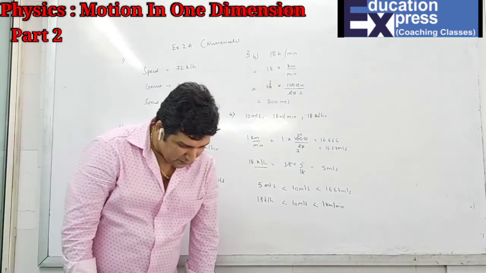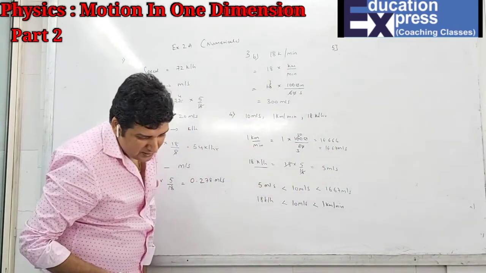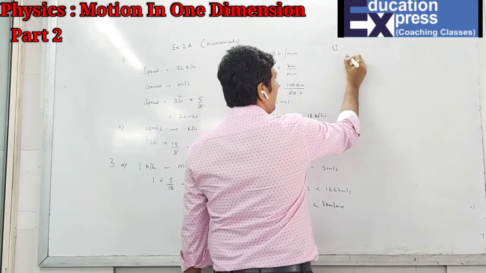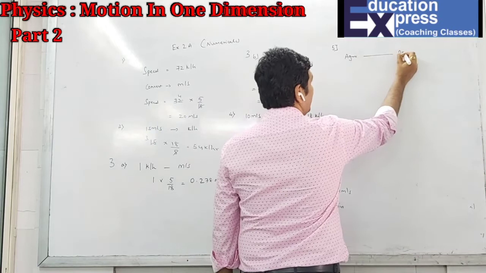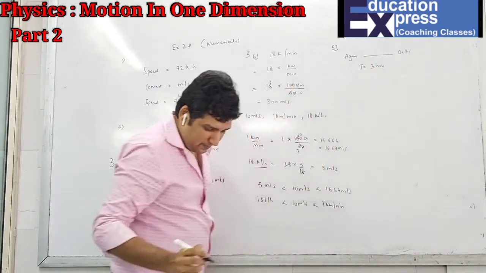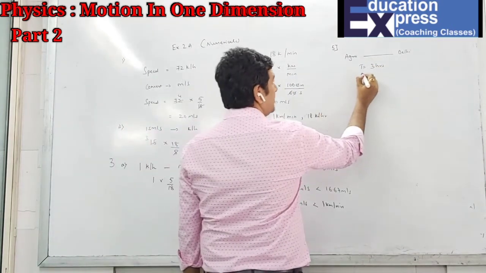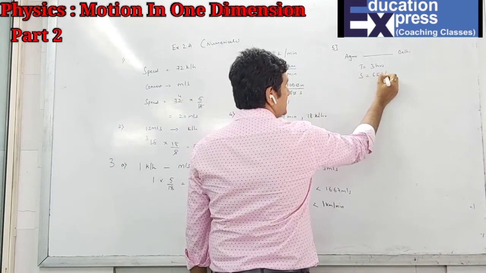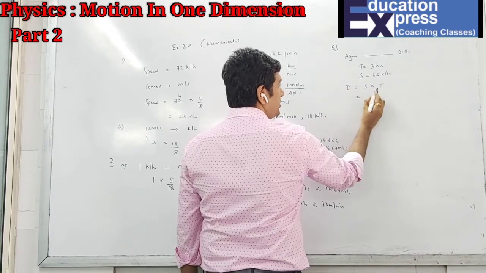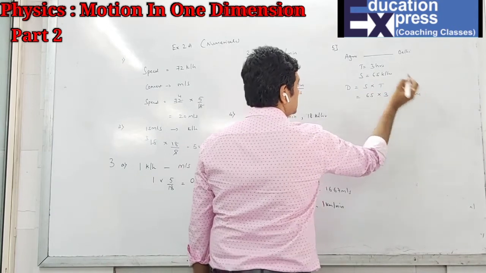Question number 4 done. Fifth, very simple. They have given us that the train takes 3 hours to travel from Agra to Delhi. It took 3 hours, with a uniform speed of 65 kilometers per hour. Calculate the distance. So simple, distance is speed into time. Speed is 65, time is 3 hours, so 195 kilometers is the answer.